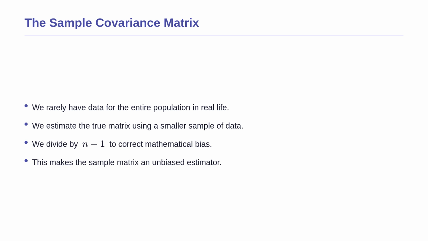To calculate it, we look at how far each individual data point is from the sample average. A crucial detail here is that we divide our final sum by the number of observations minus 1. We subtract 1 because of a concept called degrees of freedom, which corrects a slight mathematical bias. This makes our sample matrix an unbiased estimator, meaning it does not systematically underestimate or overestimate the true population matrix.